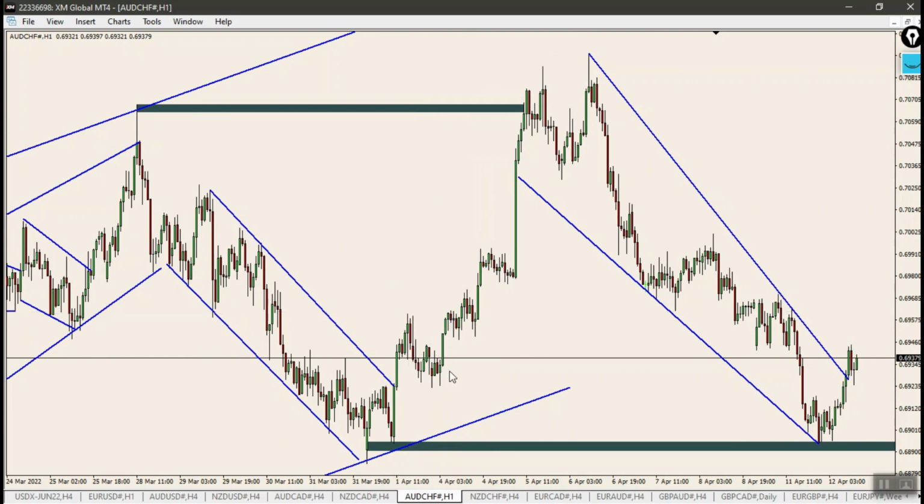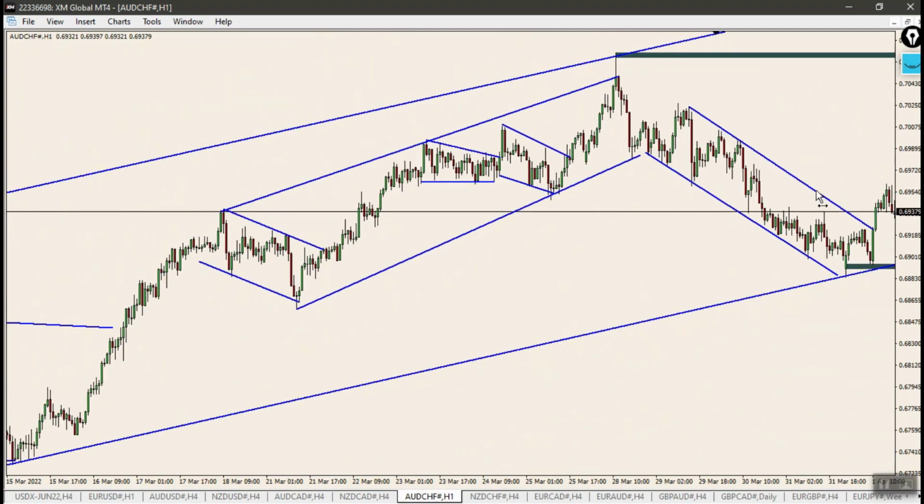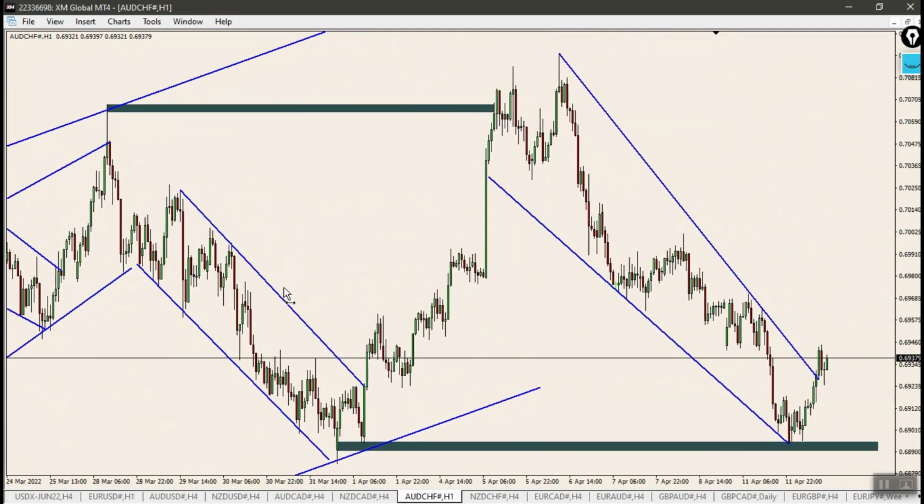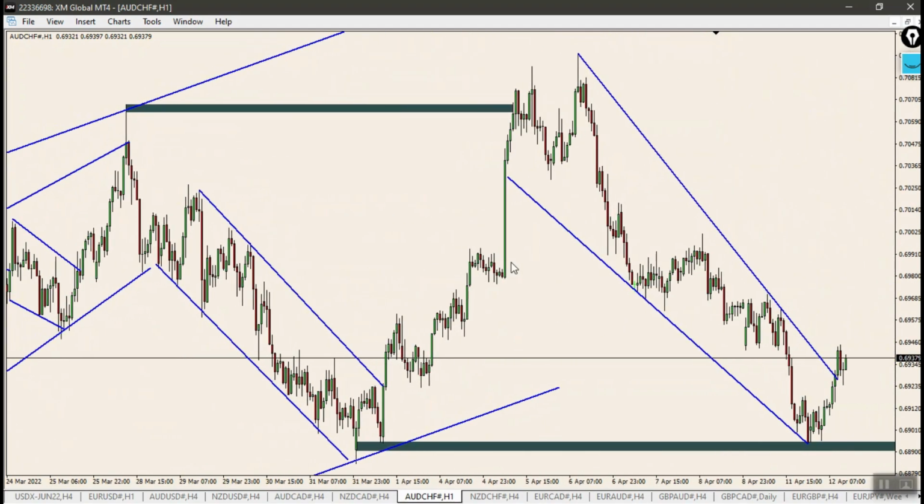We have a continuation pattern. We have a small correction and another continuation pattern before rising to the high. So that'll be all for Aussie CHF. Let's move on to the next setup.